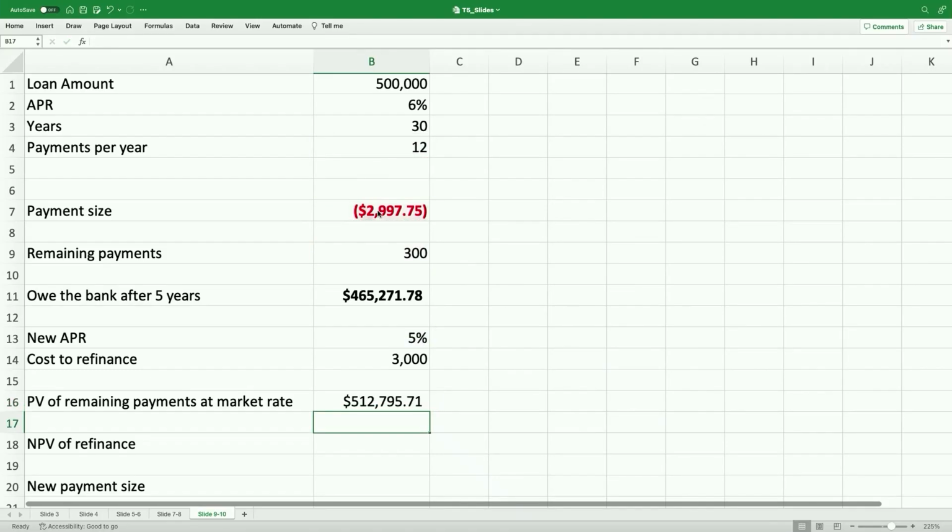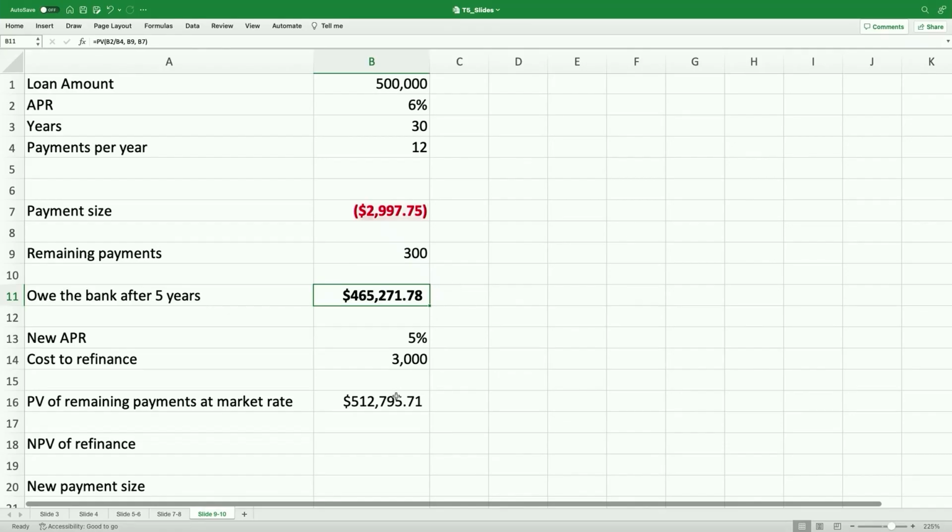Okay. So think about it this way. If when 5 years goes by, the market rate is 5%. If we promise a bank, which now has a 5% rate, I'll pay you $3,000 for the next 25 years, how much will you give me today? What's the present value of that stream? They would say $512,795.71.